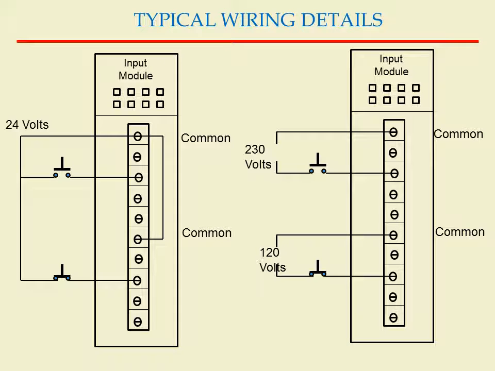So here are some typical wiring details for the input module. In the first one, the DC input module is shown, in which you can see the common terminals as well as the terminals from which we can give the voltage. So when the push button is pressed, the appropriate voltage, for example 24 volt, is given to the input module. At the right side there is an input module having inputs 230 volt, 120 volt, etc.